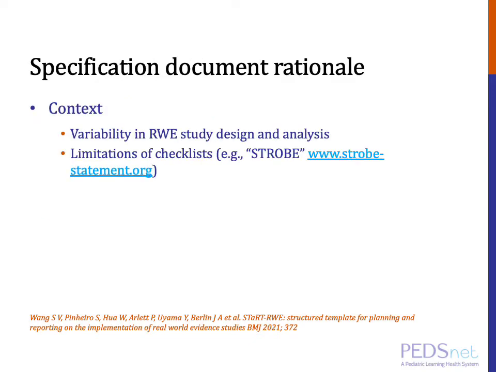The broader context here is that there's a great deal of variability in real-world evidence study design and analysis. This is something that's been recognized by the broader research community, and checklists such as the STROBE checklist for observational research in epidemiology have been developed. However, these checklists are generally quite general and don't explicitly require all of the details that you would need to make a study fully reproducible.